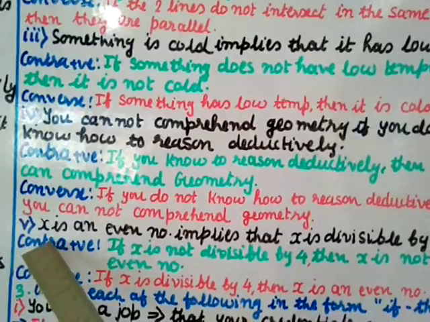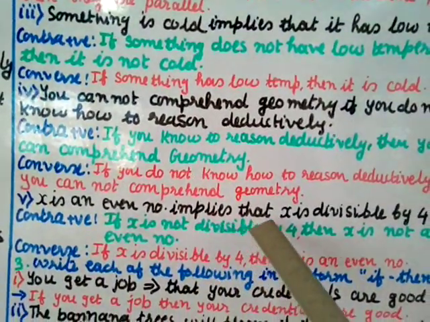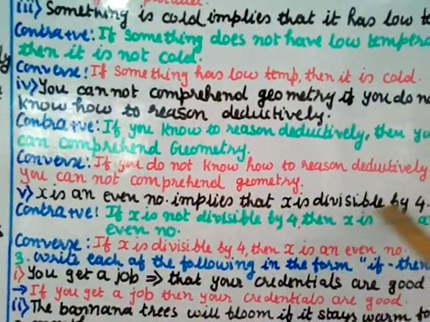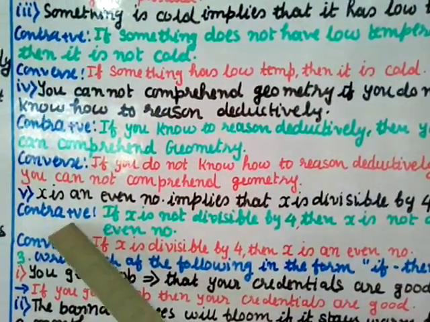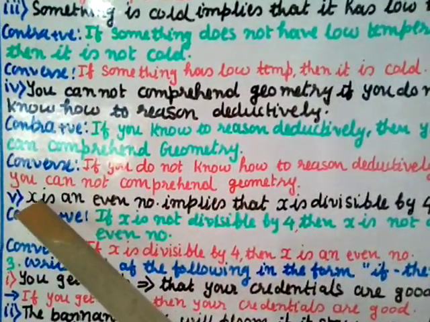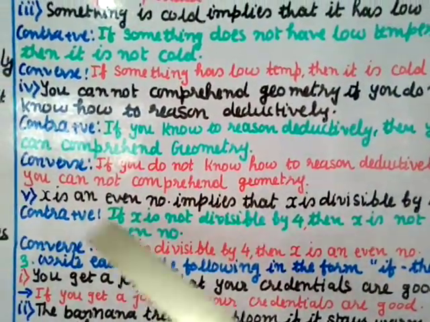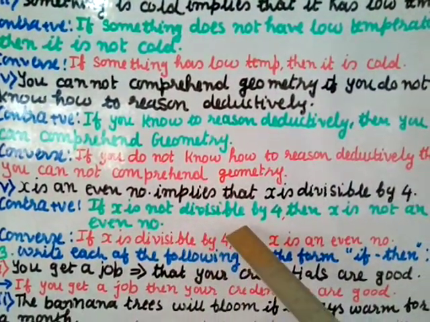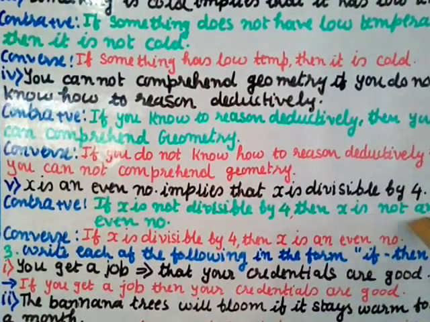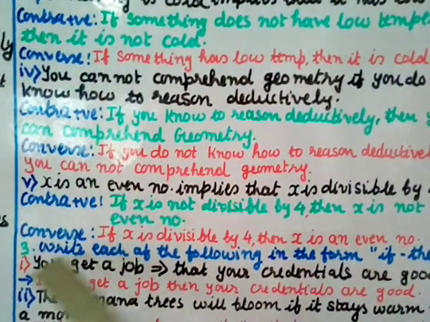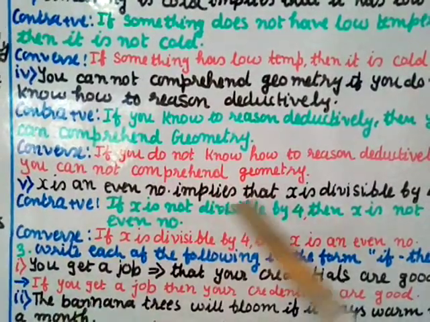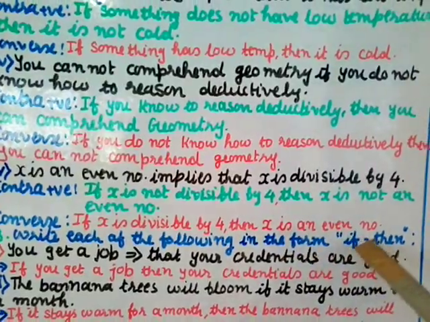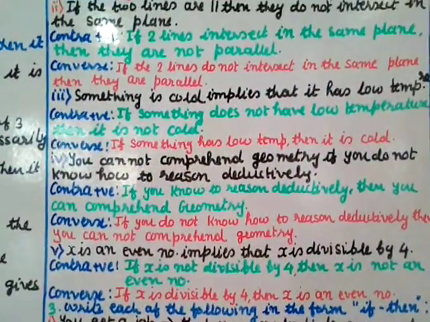Roman number 5. x is an even number implies that x is divisible by 4. So first statement is P, second is Q. So contrapositive will be not Q implies not P. So negation of this and negation of this, right? So let us write the contrapositive. If x is not divisible by 4, then x is not an even number. Negation of this. And converse will be Q implies P. So Q means from here. If x is divisible by 4, then x is an even number. I hope you understand. Question number 2.